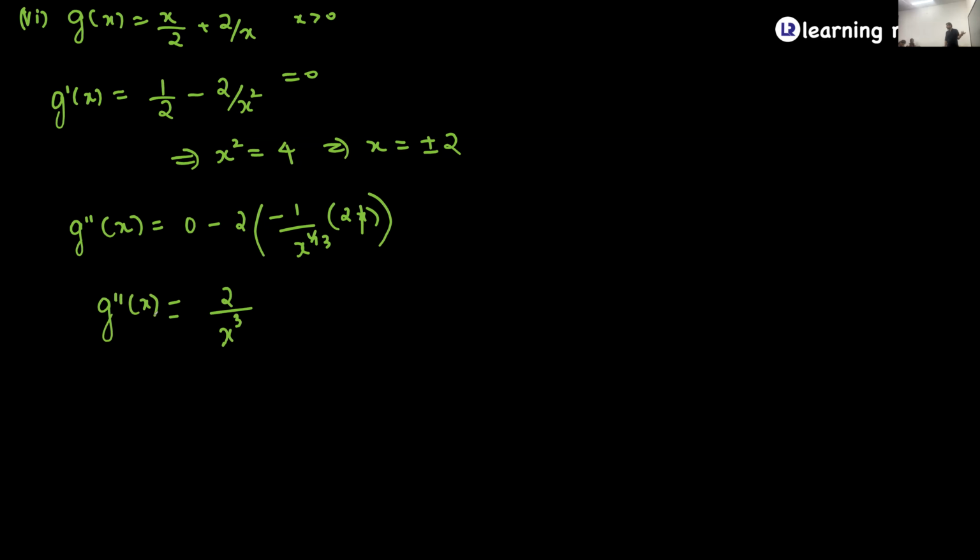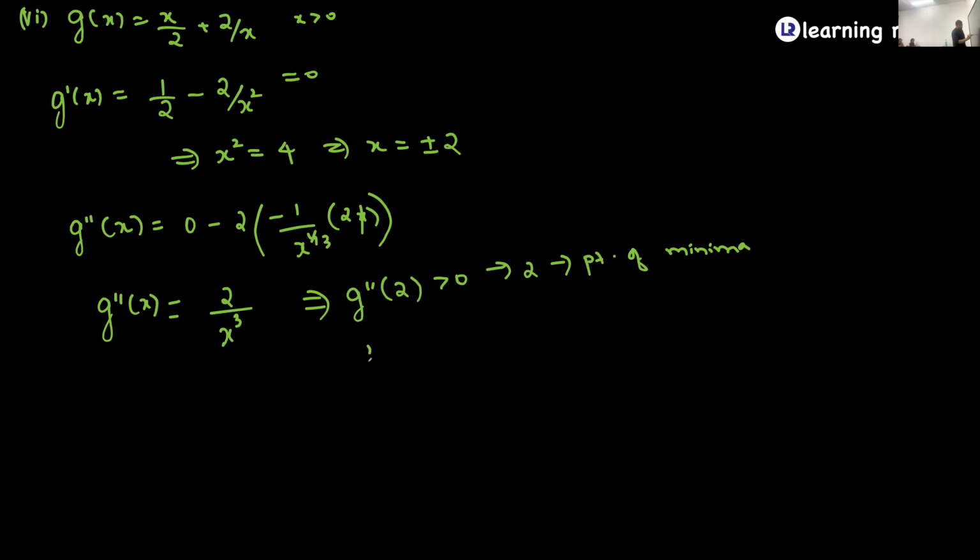So it is very obvious. In the place of x, if you substitute positive value, you will get positive. Substitute negative value, you will get a negative. So from here, it is obvious that g double dash of 2 is going to be greater than 0. So 2 will become the point of minima.